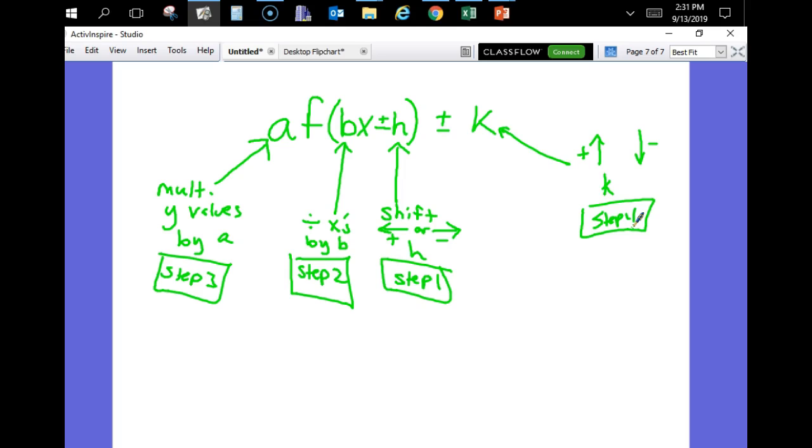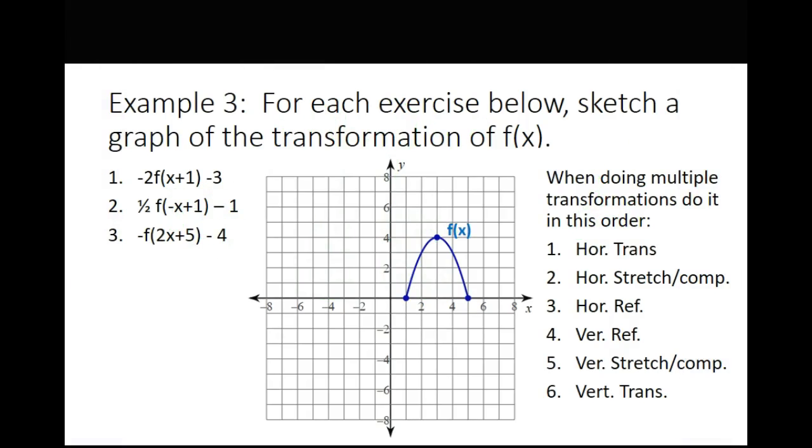Next, you're going to divide all your x values by the b. Then after that, you're going to take those points and multiply all the y values by a. And then finally, you're going to take those points and move everything up or down based on whatever that number is there. All right, so we're going to do an example here. I believe this is the one I printed for you. You guys ready?